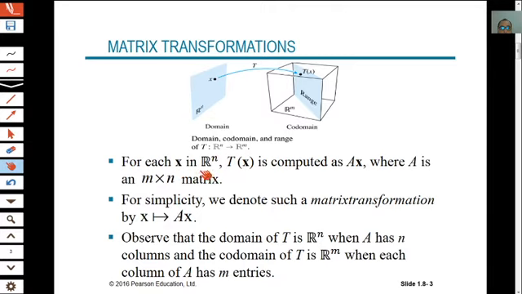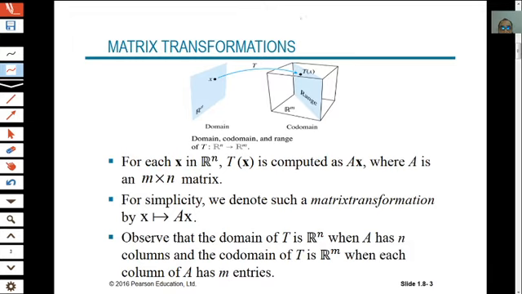For each x in R^n, T(x) is computed as A times x, where A is an m by n matrix. If T(x) is defined in this form, we say that it is a matrix transformation, and it is denoted by x maps to Ax. Observe that the domain of T is R^n when A has n columns, and the codomain of T is R^m when each column of A has m entries.